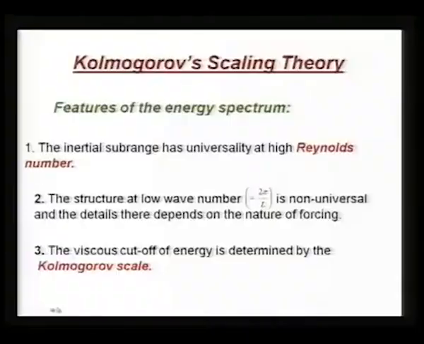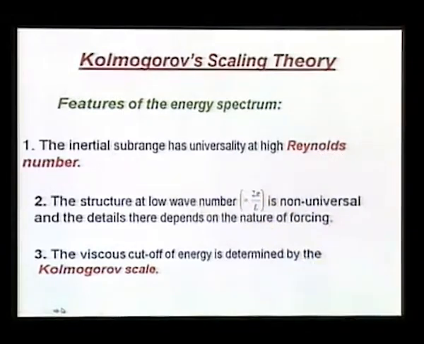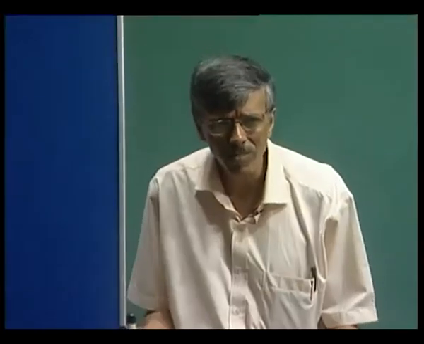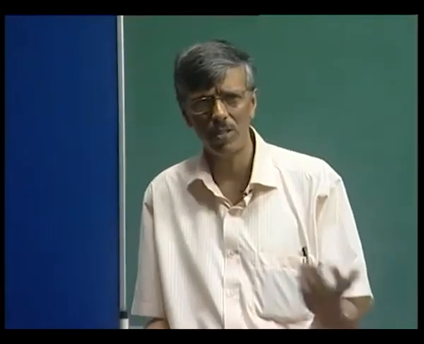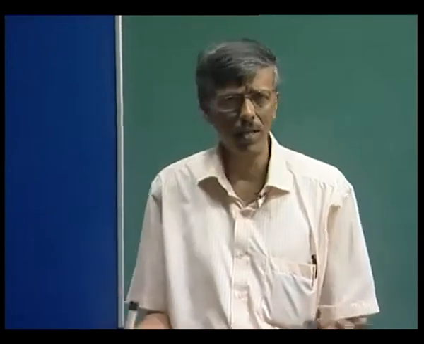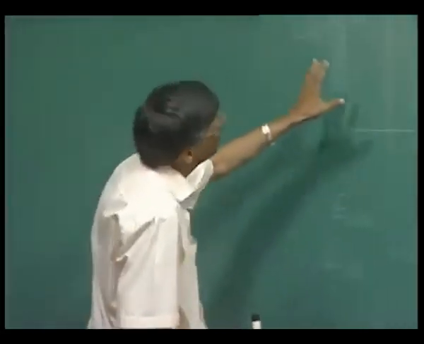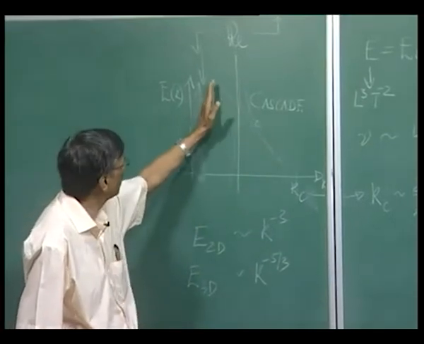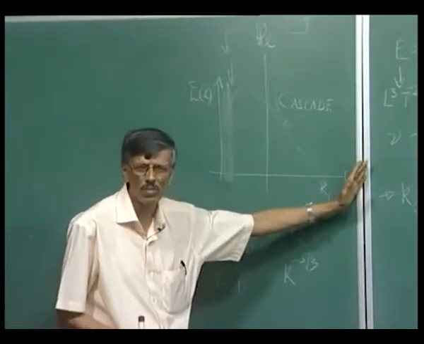Now, what we could do is talk a little bit about the features of this energy spectrum. The inertial subrange has universality only when you are talking about really high Reynolds number, because the flow has to suffer those instabilities to go from laminar to turbulent flow. And you do need to have a significant stretch where this is independent of what is happening on this side and what is happening on that side.